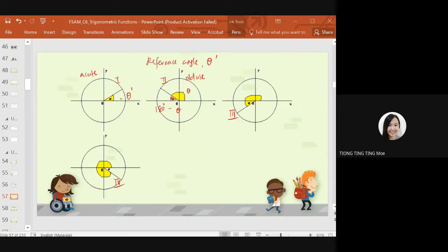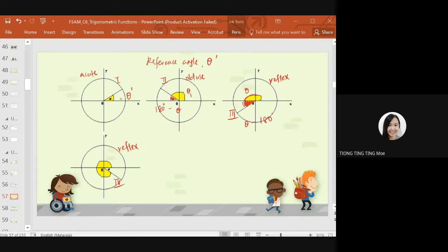Then how about this one? This one is a reflex angle. Third quadrant and fourth quadrant are all reflex angles. So for the reflex angle, we want the acute one. You remember, we want the acute one. So here to here is the angle minus 180, because we want the smaller one. So the bigger value minus 180.